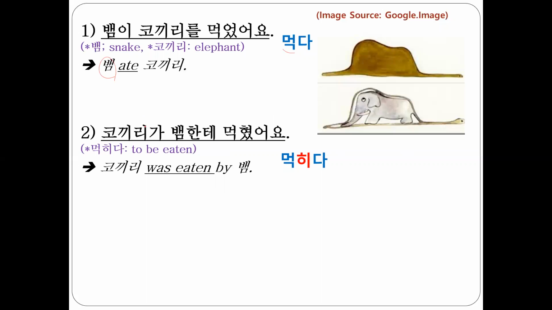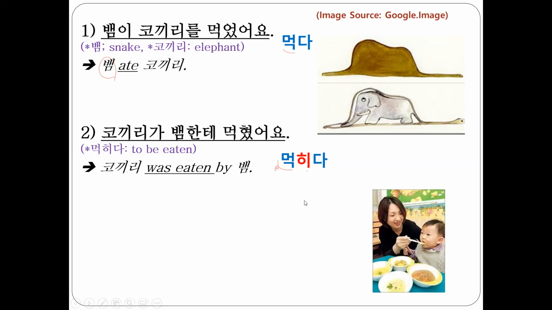But this sentence, 코끼리가 뱀한테 먹혔어요. That means 코끼리 was eaten by 뱀. 먹혔어요's dictionary form is 먹히다. In this case, the subject undergoes some action by the agent. So we call this kind of verb passive verb라고 합니다. Passive verb. The subject undergoes some action by an agent. We call passive verb.